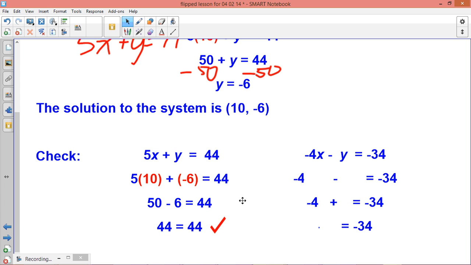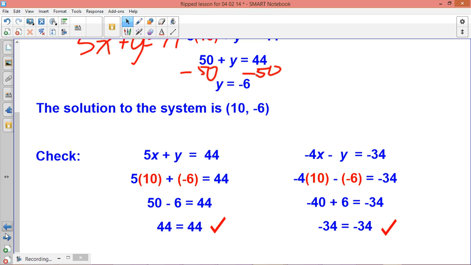Negative 4x minus y equals negative 34. So that's negative 4 times 10 minus negative 6 equals negative 34. So that's going to be negative 40 plus 6 equals negative 34. Negative 40 plus 6, by the way, is negative 34. So I know I'm right.